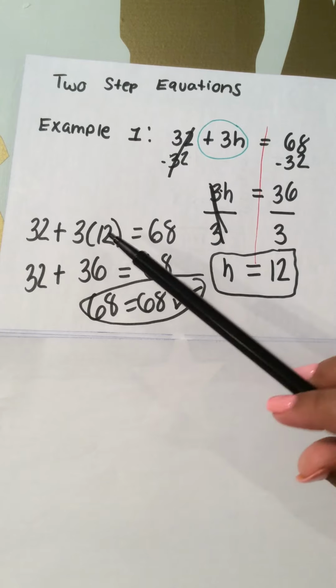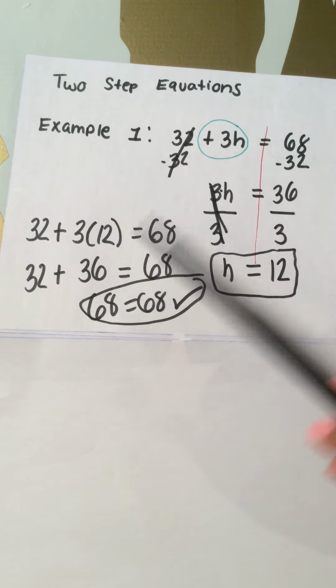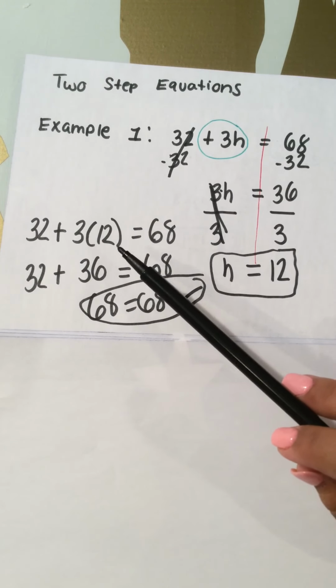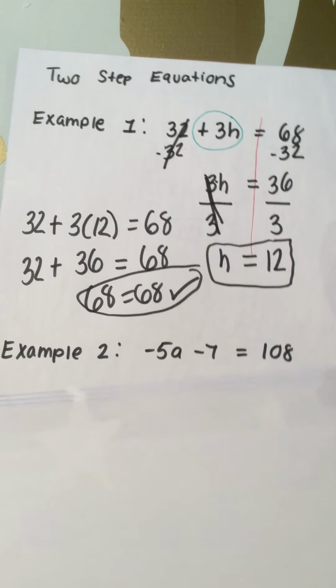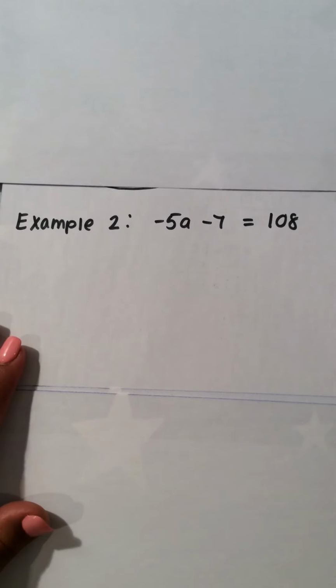If you want to type this in your calculator, that's fine. Just note that whenever you substitute something, for instance here, instead of writing h we wrote 12, make sure it's in parentheses, and you type it in the way that you see it in your calculator. Let's go to the next example. Example 2.